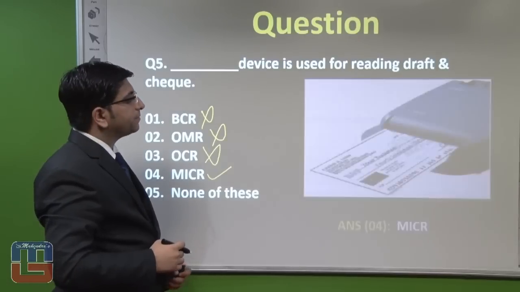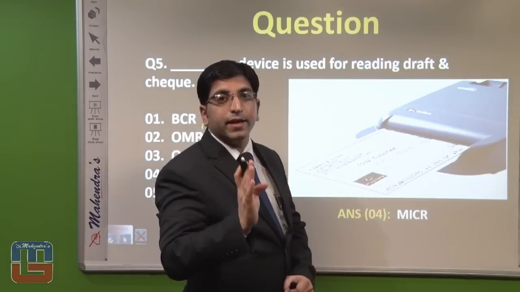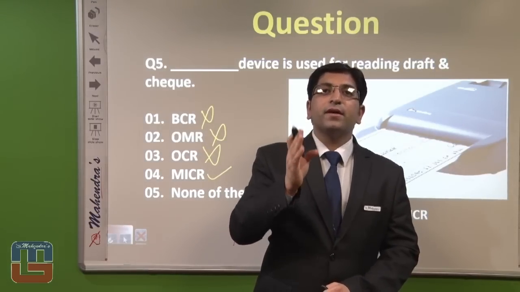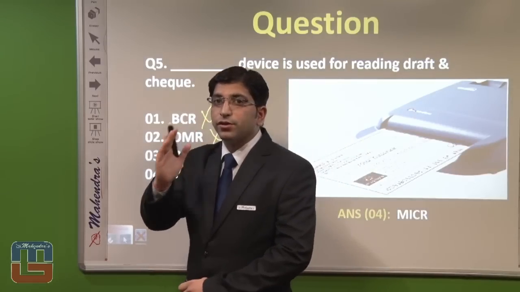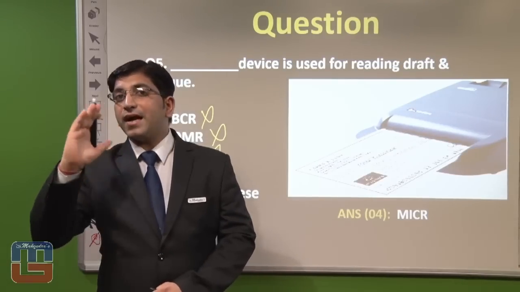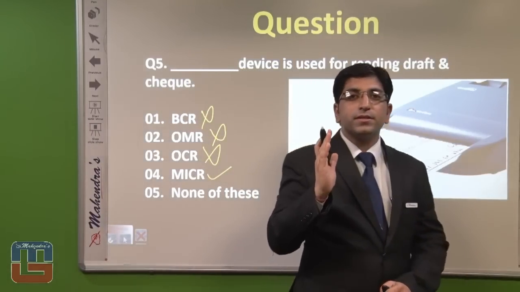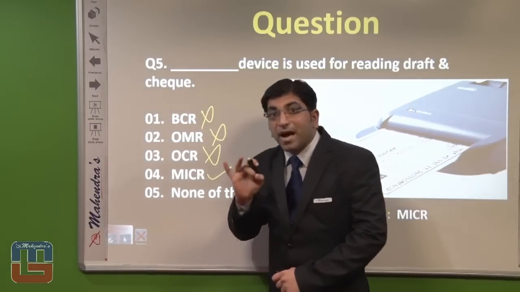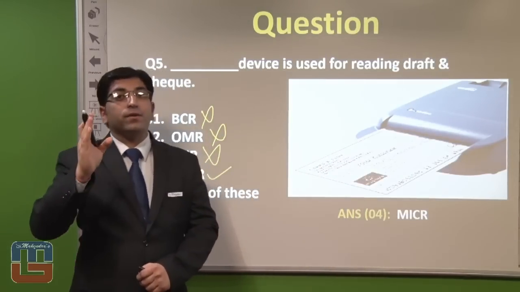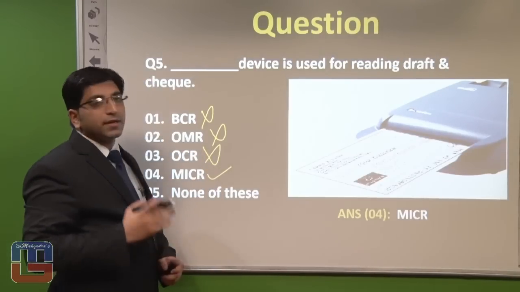Let's check the answer first. Yes, MICR stands for magnetic ink character recognition. MICR consists of a 9-digit code which comprises parts of 3, 3 and 3. What does the first 3 denote? What does the next 3 denote? And what does the last 3 denote? The first 3 denotes the city. The next 3 denotes the bank. And the last 3 denotes the particular branch to which that check belongs. So the right answer is MICR.